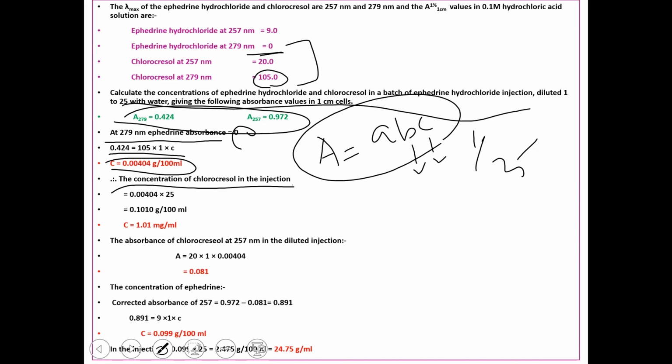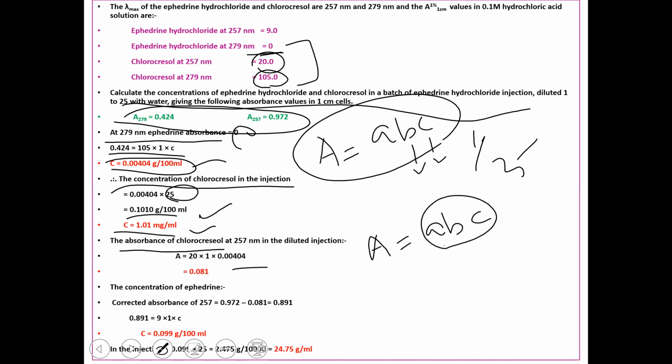Now you have to calculate the concentration after dilution. Dilution is 25 times, so when you multiply by 25, you get the concentration as 1.01 milligram per ml. You converted gram to milligram, so your decimals varied here. So now the concentration of chlorocrazole is determined, but your question is to arrive at the concentration of ephedrine. So let us find out the absorbance of chlorocrazole. Same formula, A is equal to a b c, where small a is 20 for chlorocrazole, 1 is thickness, and concentration is what we already predicted for chlorocrazole.